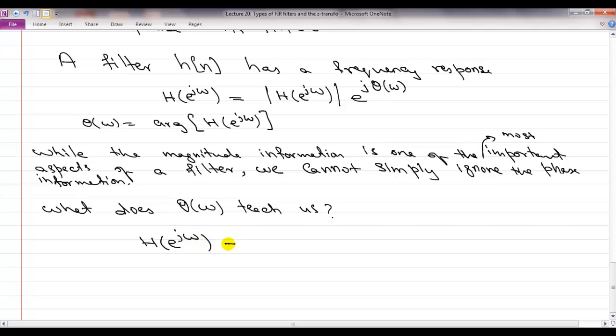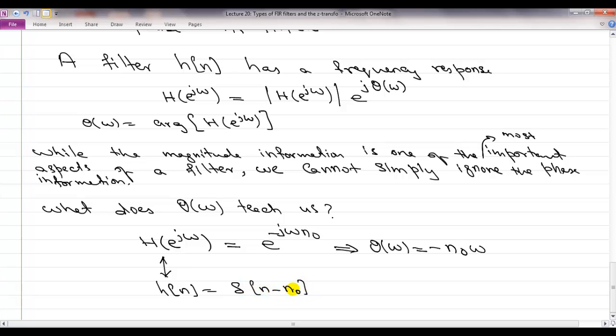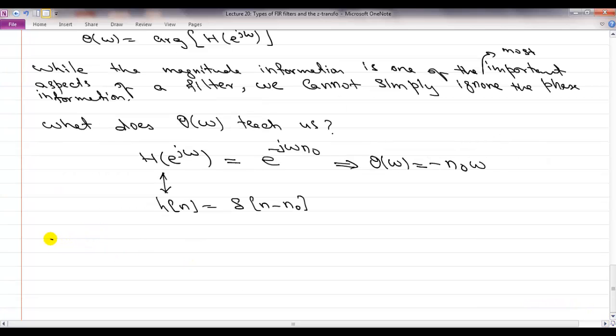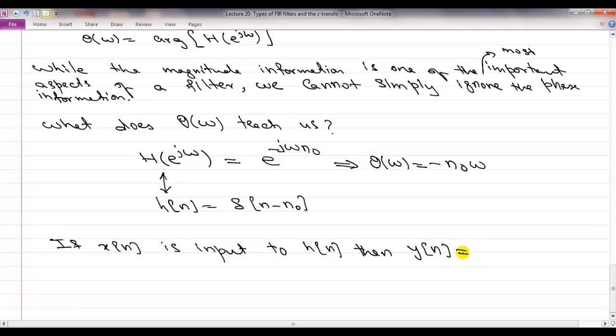So let's look at a filter H of e to the j omega, which is given by e to the minus j omega n naught. This means that my theta of omega is minus n naught omega. So what is this filter? This is a simple filter which is h of n equal to delta of n minus n naught. Okay. If I input x of n to this filter, then what is my y of n? So what is the role of a filter which is simply a shifted impulse? So my y of n, which is simply x of n convolved with delta of n minus n naught, is simply x of n minus n naught.